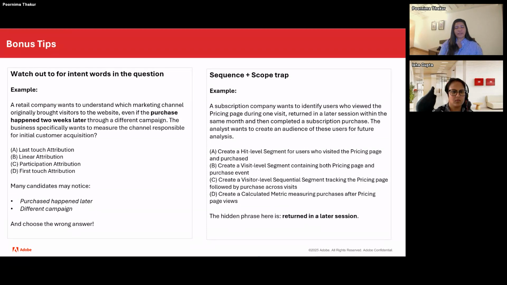There might also be an option that says create a visitor segment tracking the pricing page followed by purchase. Another could be tracking the pricing page followed by maybe some other page. So here you need to read the question carefully to understand that they are talking about pricing, then purchase. There is no other page in between. So the sequence should be clear. What they're asking should be clear. Read the questions carefully. That's the tip.